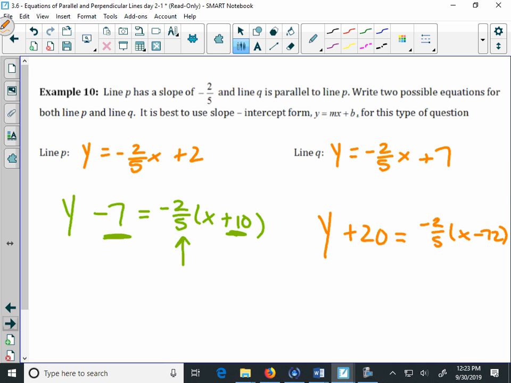I just think y-intercept form is easier to think of. But both are technically correct. You don't have to use slope-intercept form. Questions over that?